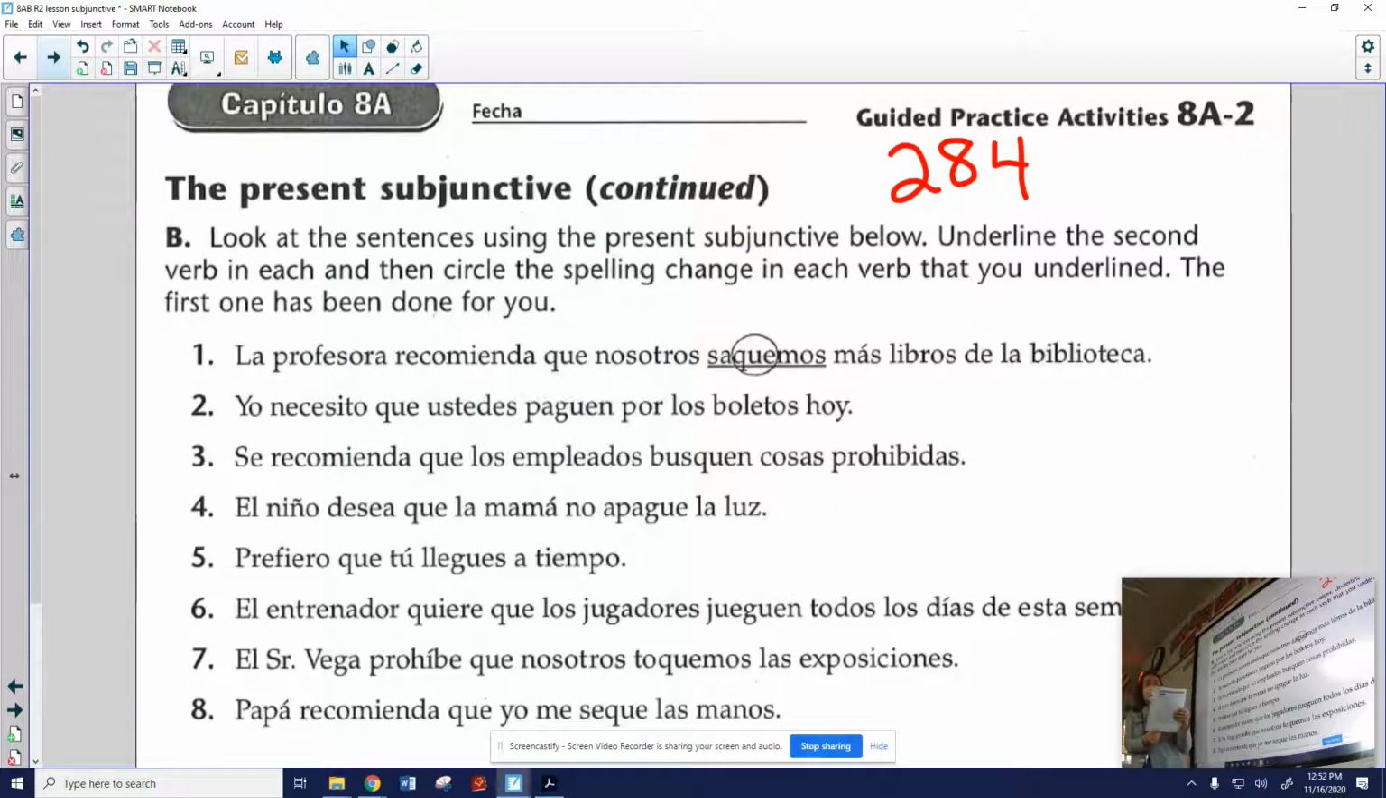Part B, look at the sentences using the present subjunctive below. Underline the second verb in each, and then circle the spelling change in each verb that you underlined. The first one has been done for you. The teacher recommends that we take out more books from the library. La profesora recomienda que nosotros saquemos más libros de la biblioteca. Número 2. Yo necesito que ustedes paguen por los boletos hoy.